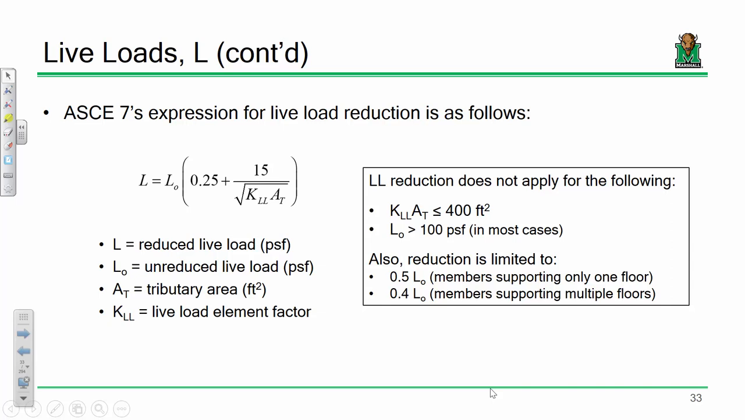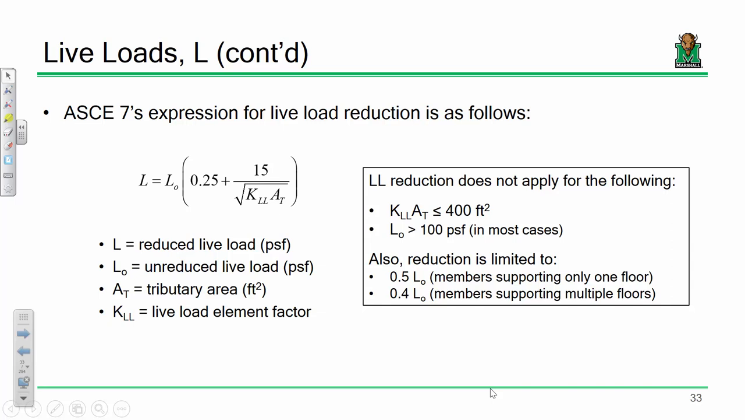That doesn't make a lot of sense, right? I mean, imagine if the building fell over and I said, well, that's what the spec told me to do. Like, come on, you know. So the spec puts some caveats on this. So we have these two limits for members supporting one floor and members supporting multiple floors.